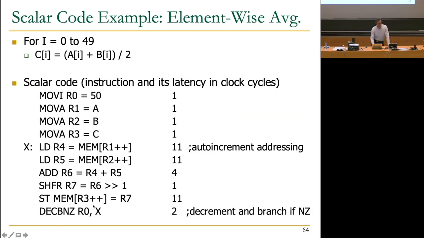And then there's this monstrous decrement and branch if not 0 instruction, which is a nice instruction. You decrement R0 and branch if it's not 0, meaning keep iterating the loop until R0 becomes 0, right? So you count down from 50 to execute this on every single element. And this takes 2 cycles, okay? So this is what you would do in a scalar processor, right?